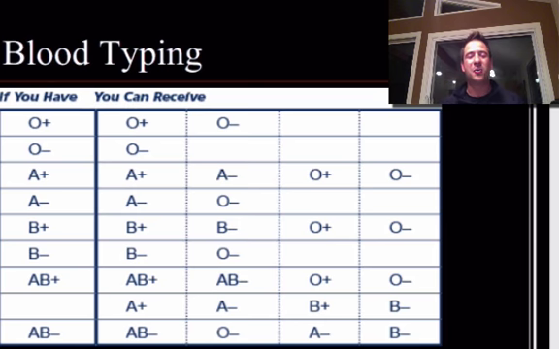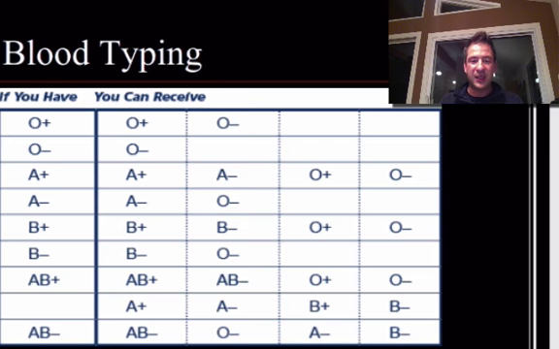Anyway, so if you're O positive, you can receive either O positive or O negative blood. If you're O negative, you can only receive O negative. A positive, you can receive A positive, A negative, O positive, or O negative. So that's what I can. If somebody was A positive or A negative, I could receive a blood transfusion from them. If I was O positive or O negative, I could get blood from them as well. And A negative, you can receive from A negative or O negative.